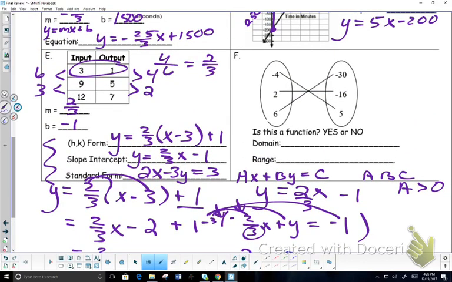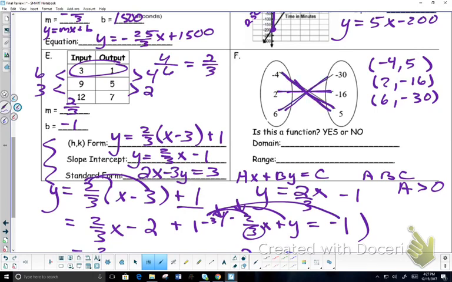Okay, let's see, F. This is a mapping. We haven't looked at one of these in a little while. This would tell you right here that you have a point -4, 5. This tells you right here you got a point at 2, -16. And this tells you got a point at 6, -30, okay? So you could list that in the table. This is just one other way of doing data. The question is, is it a function or not? Since none of these x values repeat, yes, it is a function, okay?